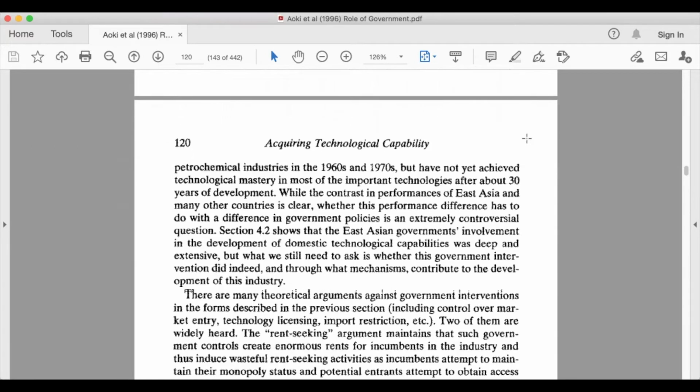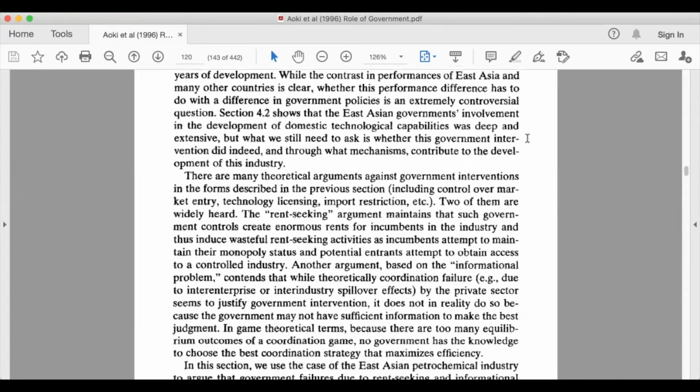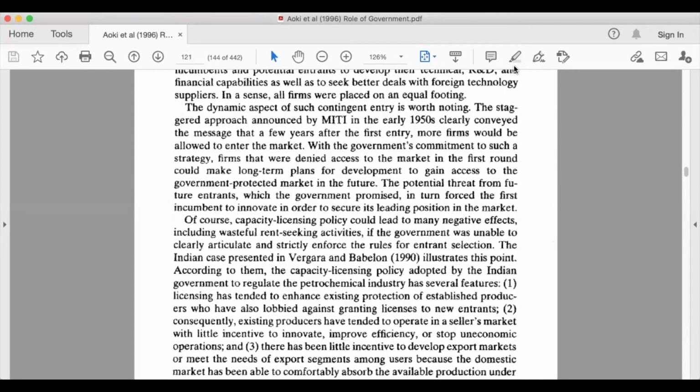Nevertheless, while the contrast in performances of East Asia and many other countries is clear, whether this performance difference has to do with a difference in government policies is an extremely controversial question. Section 4.2 shows that the East Asian governments' involvement in the development of domestic technological capabilities was deep and extensive. But what we still need to ask is whether this government intervention did indeed, and through what mechanisms, contribute to the development of this industry. Clearly, government's role was very important, but the type of government role, the way in which the government acted in each of these cases, was extremely nuanced and carefully developed and distinctive.